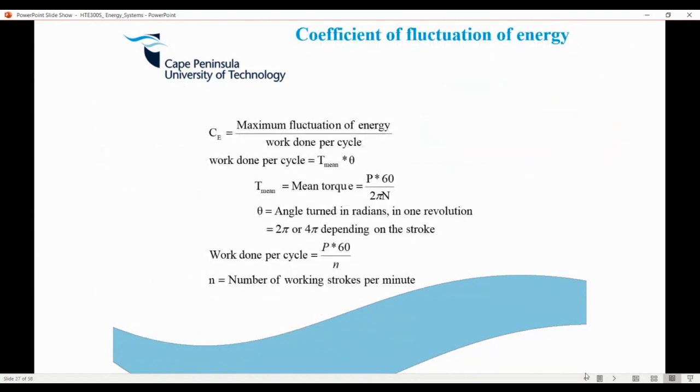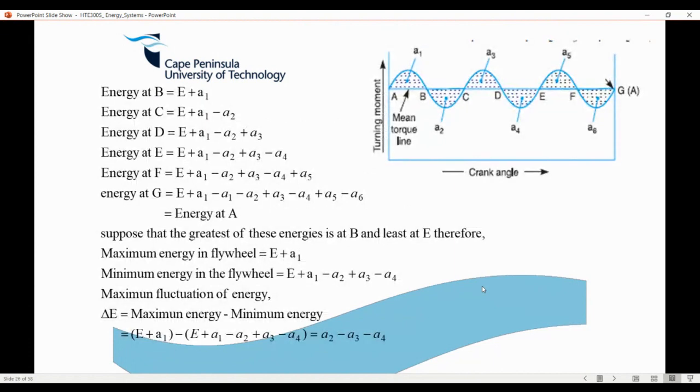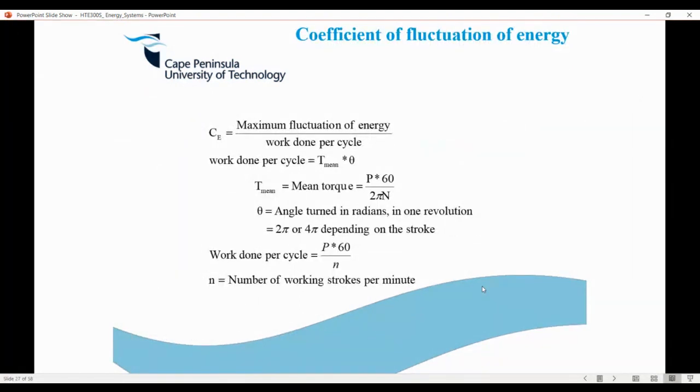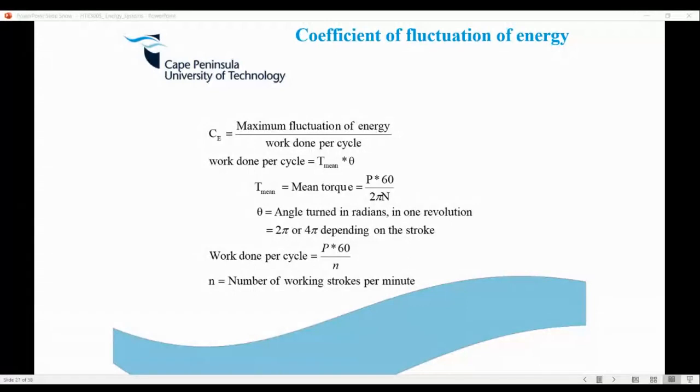Was that clear to everyone? So you're basically finding the area under each curve, and then you're seeing at which point the maximum energy occurs, and where the lowest occurs, and essentially just subtracting them. That is the maximum fluctuation of energy. Is that clear to everyone? Not so clear? It's fine. Okay, thank you, Mr. Manus.